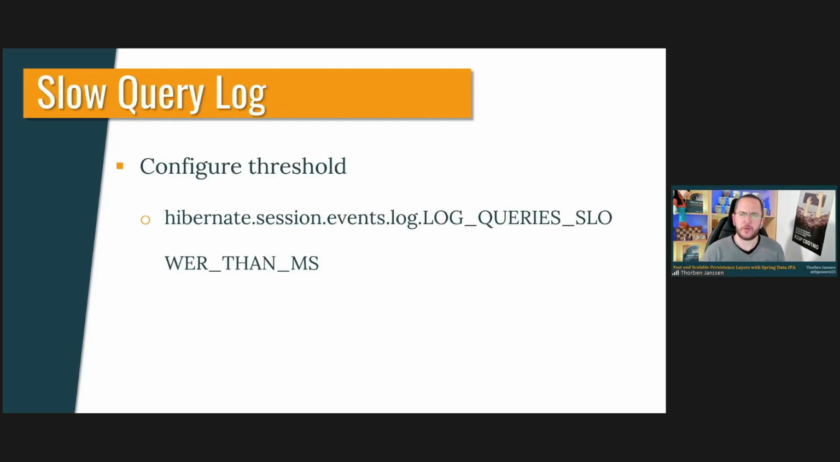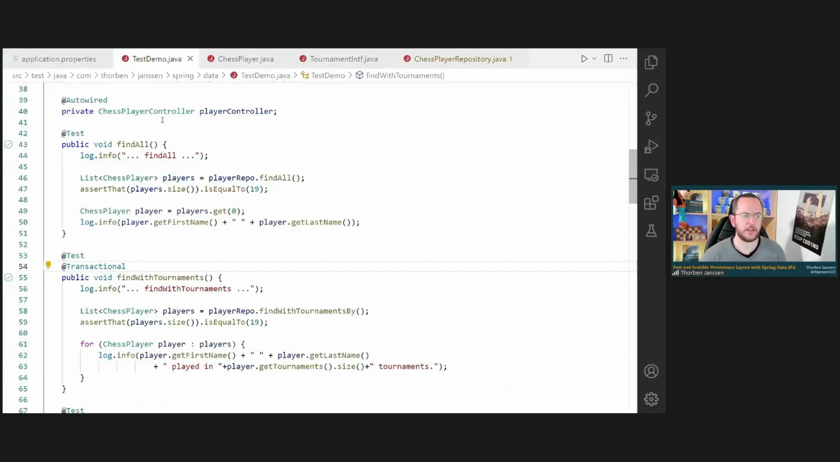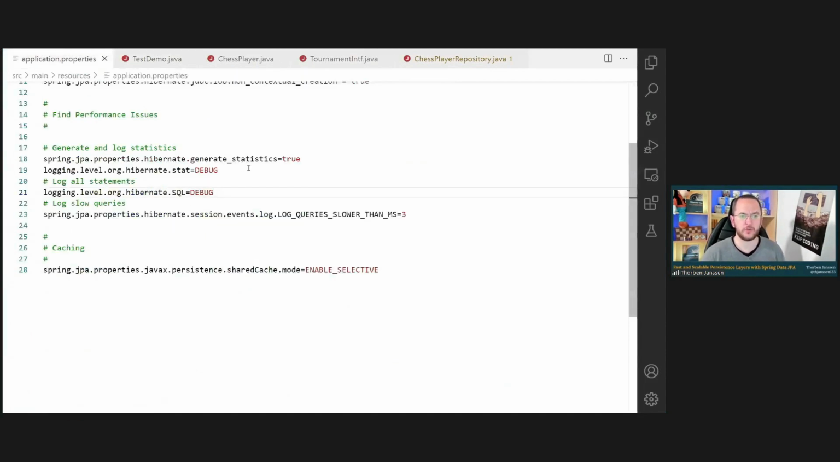But before we do that, I want to talk about a second feature, a rather new one. And that is the slow query log. So we can configure a threshold above which we consider a query as slow. And then Hibernate will log out all the statements that were slower than this configured threshold. So let's get into the IDE and give that a try. So here you can see my application properties file.